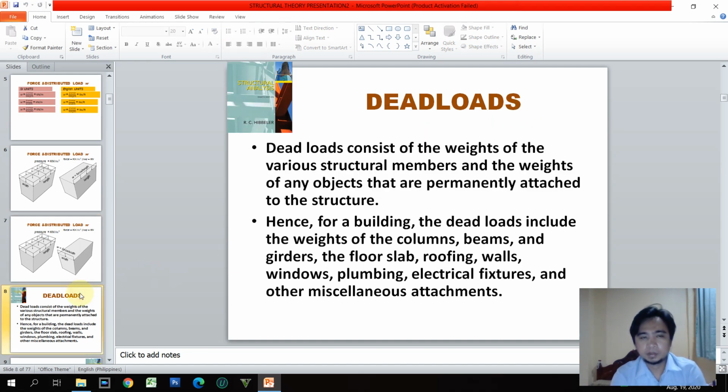Okay, so to have a definition, dead loads consist of the weights of the various structural members and the weights of any objects that are permanently attached to the structure.